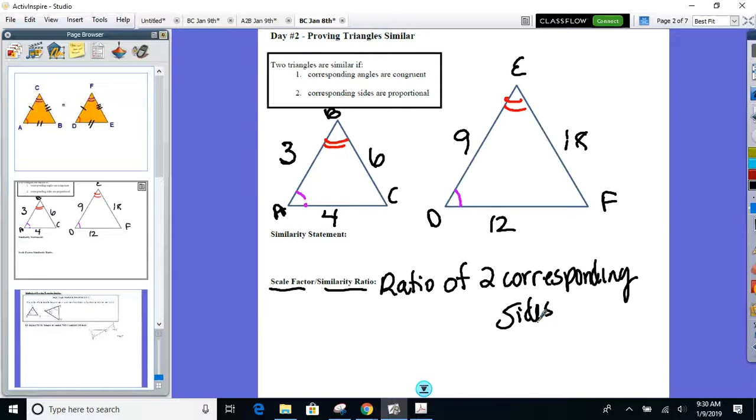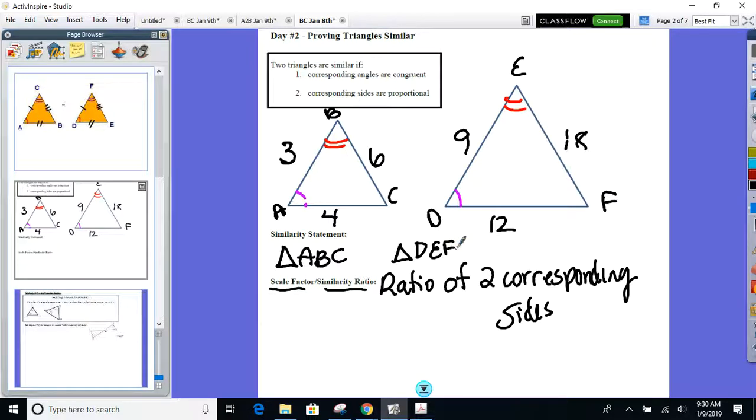Just like congruent, remember we used to write triangle so-and-so congruent to triangle so-and-so and made sure the sides all matched up and the angles matched up. Same thing with similar triangles. So if I go triangle ABC, how would I have to name the second triangle so all the angles and sides would match up? Triangle DEF.